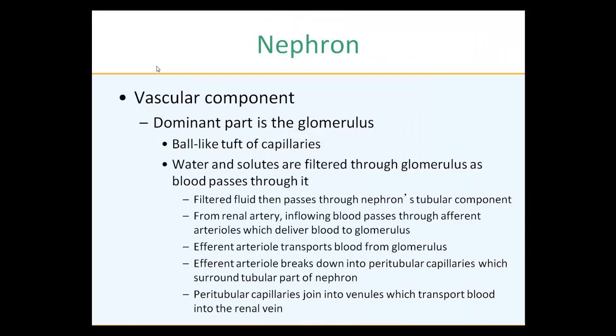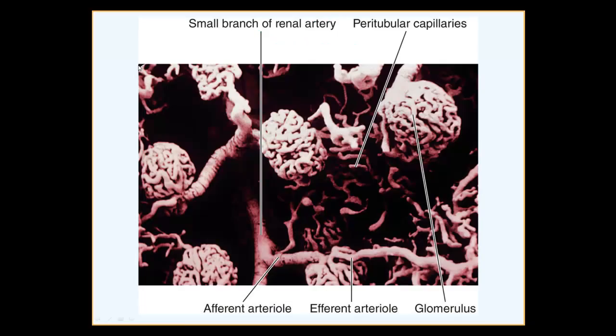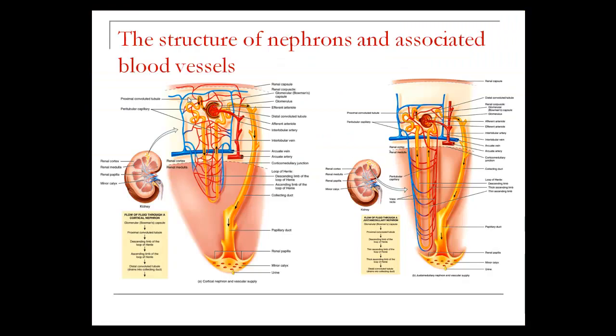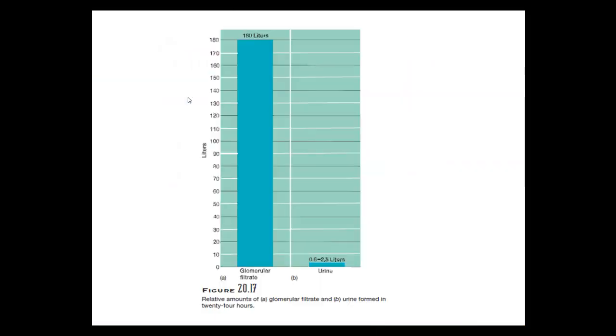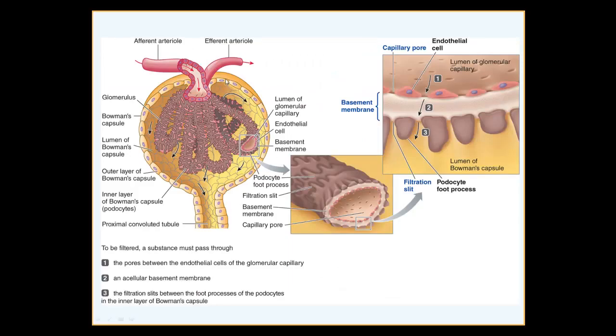So, as I said earlier, the nephron has the vascular component, which is the dominant part of the glomerulus. It has a ball-like tuft of capillaries, and the water and all the solutes that are small enough would be passing through the glomerulus, and we call that the glomerular filtrate. Well, what causes the glomerular filtrate to form is very specific structures that are unique to the glomerular anatomy or microanatomy. Let's go to the structure of the glomerular capillaries, and then I will get back to it.